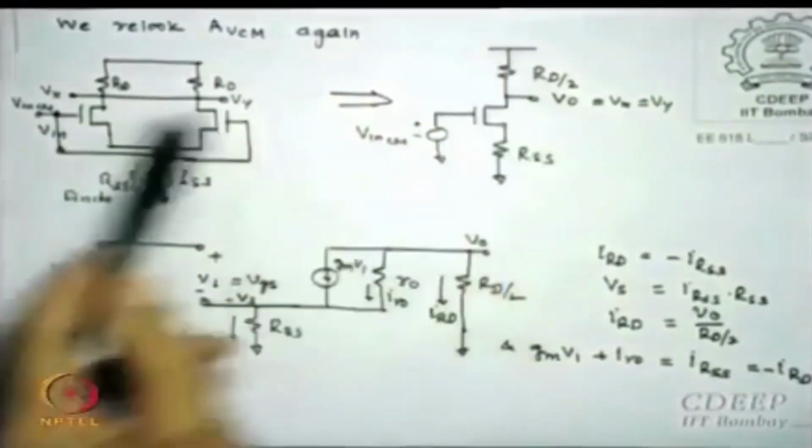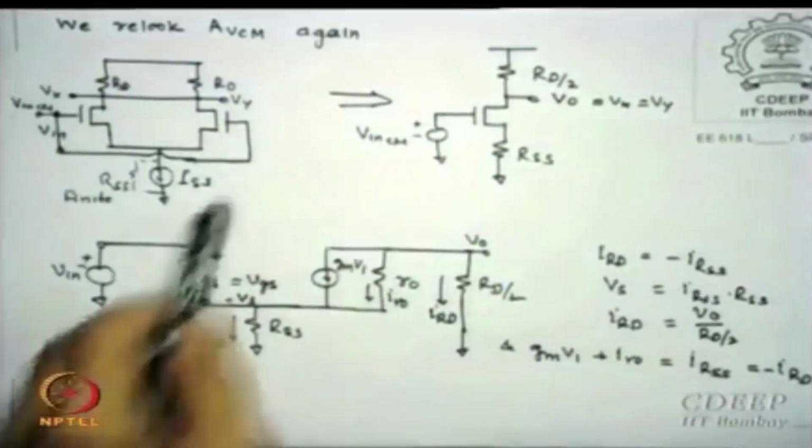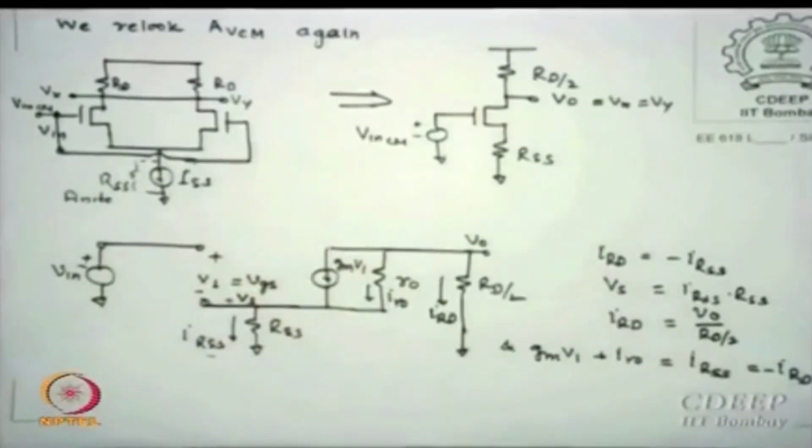I have RD by 2 in parallel combination, and this is RS with signal of V in CM equivalently. This is a very simple amplifier. Which amplifier is this? This is a common source amplifier with source degeneration.